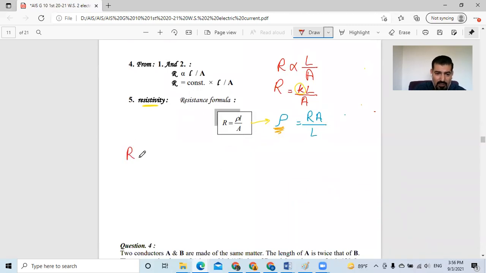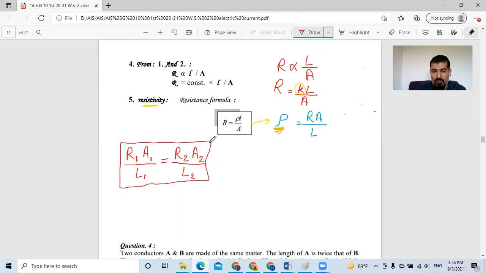That means R for the first wire multiplied by the cross-section area for the first wire divided by the length of the first wire is equal to R2, A2: the resistance for the second wire, the cross-section area of the second wire, divided by the length of the second wire, if we are talking about the same material, same resistivity, same rho. So this is the formula we are going to use if they ask about some of the resistances where they change the diameter or the length. They change the dimensions, but not the material.